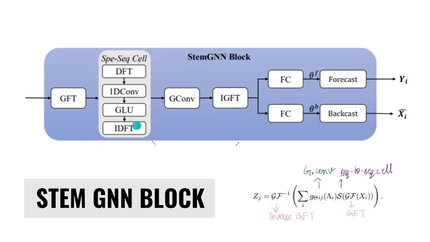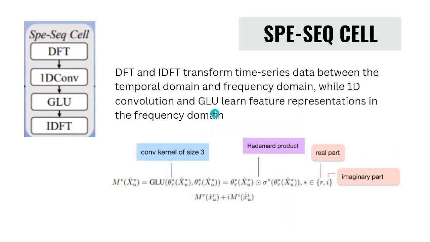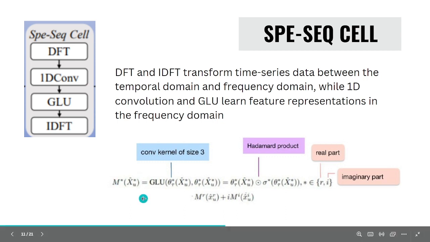Once the graph Fourier transform is performed, the next step is to go through a spectral sequence cell. In the spectral sequence cell, the DFT and IDFT operations are used to translate the time series data, that is the spectral input data, into its frequency domain. Once the time series data is translated into its frequency domain, it is easier to obtain the features from the time series data. This is done by using a one dimensional convolution layer and a gated linear unit. And that is represented by this equation here.